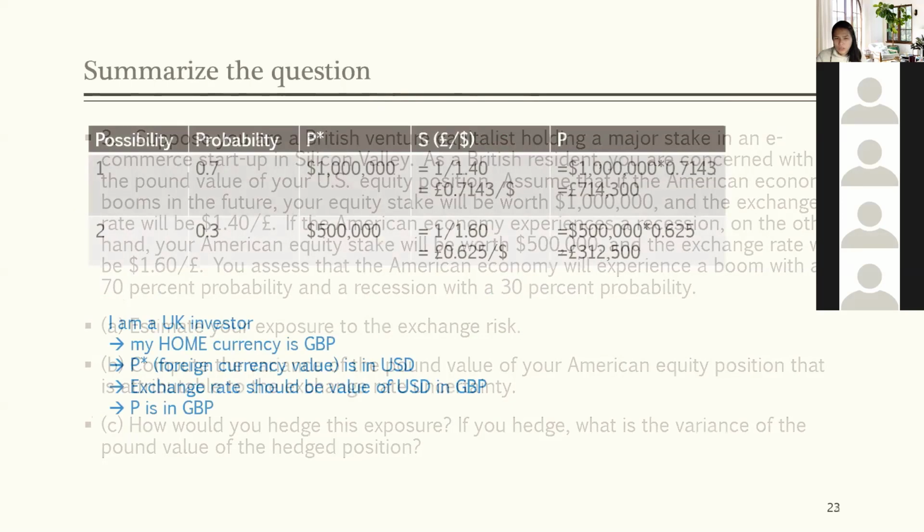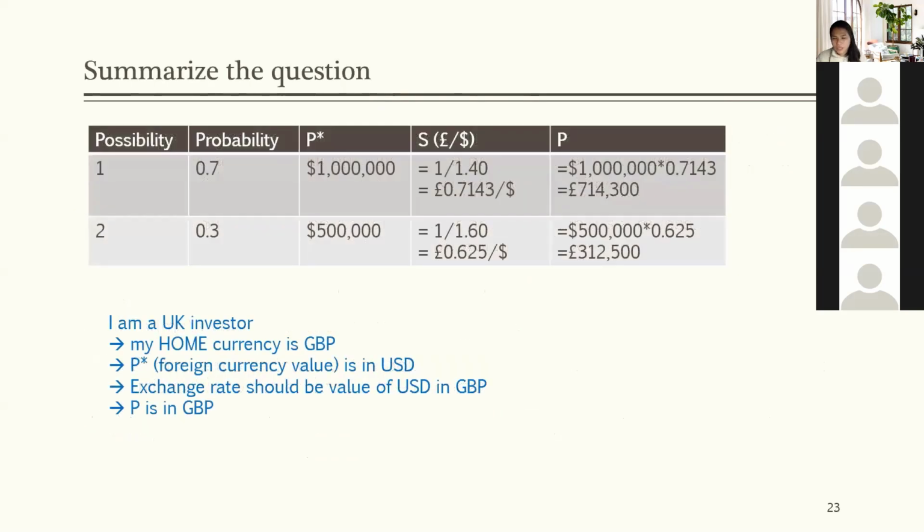So in this question, if I want to summarize the information, it's going to be similar to before, except that it is a little bit tricky here with the exchange rate. I've got two different possibilities, boom and recession. For each of the scenarios, these are the probabilities attached to it. These are the foreign asset values for the UK investor.